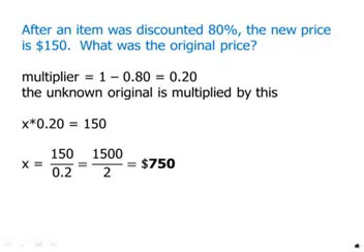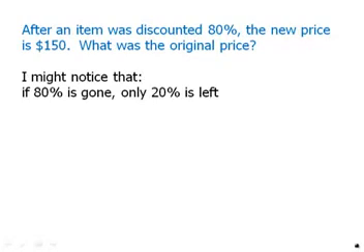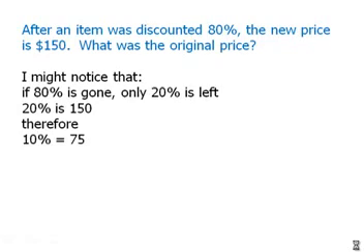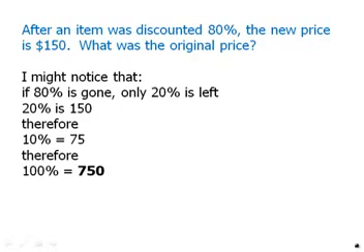Now, a number sense way of approaching this, I might notice that if 80% is gone, 20% is left, that 20% is 150. Therefore, 10% is half of that, 75. Therefore, the whole is 750. That's kind of a number sense way of approaching it.